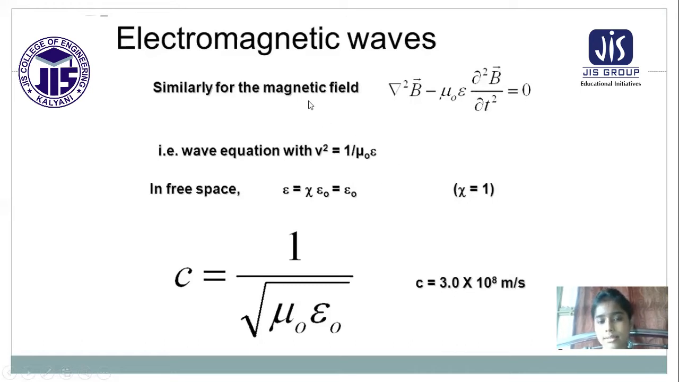Then you can write that, comparing the equation with the equation of the waves, by the similarity we can get v square equal to 1 by mu naught epsilon naught. Therefore we can write v equal to c equal to 1 by root over mu naught epsilon naught, and then if we put in the values, we can get the value of the velocity of light. So this is the procedure.